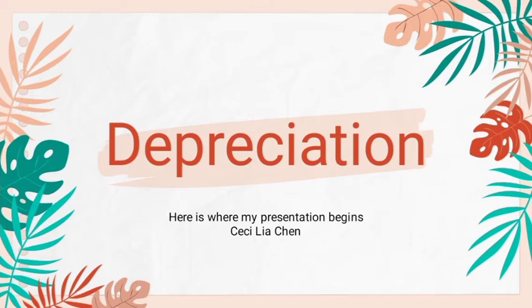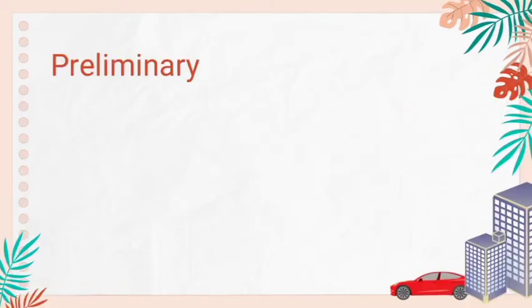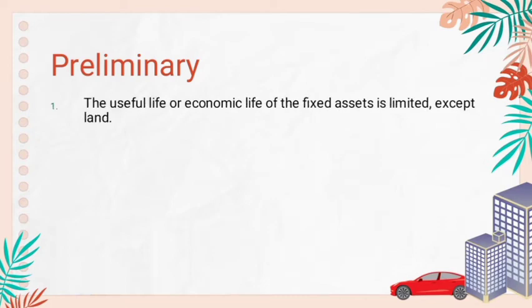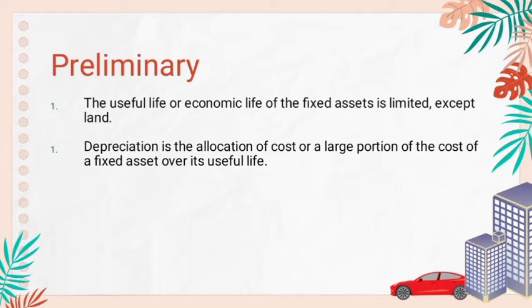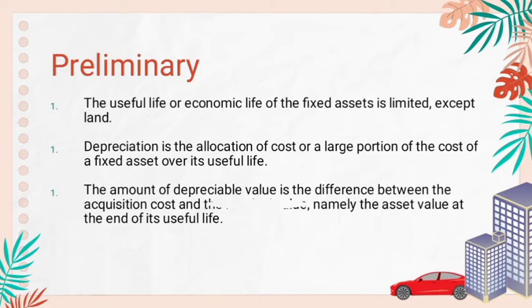First, the useful life or economic life of the fixed asset is limited, except land. Second, depreciation is the allocation of cost or a large portion of the cost of a fixed asset over its useful life. Third, the amount of depreciable value is the difference between the acquisition cost and the residual value, namely the asset value at the end of its useful life.